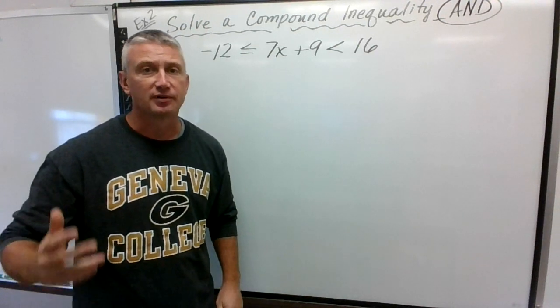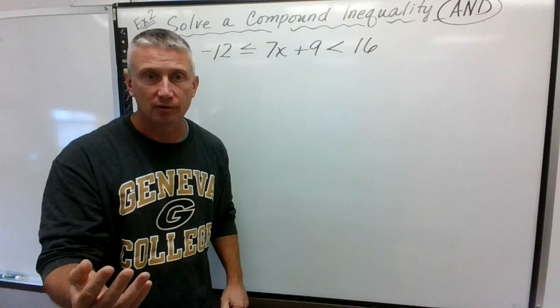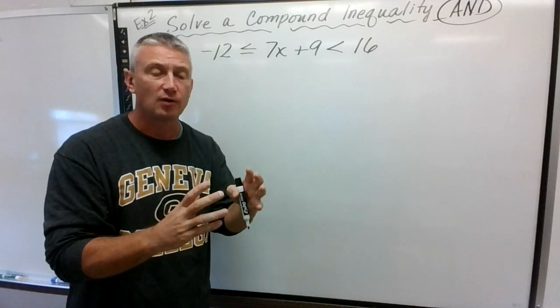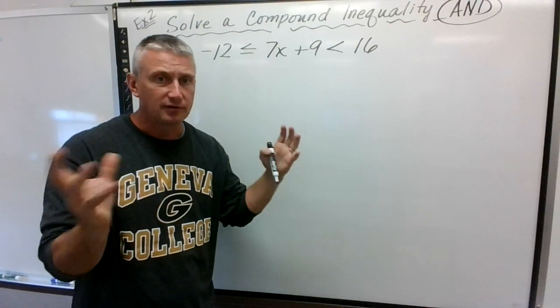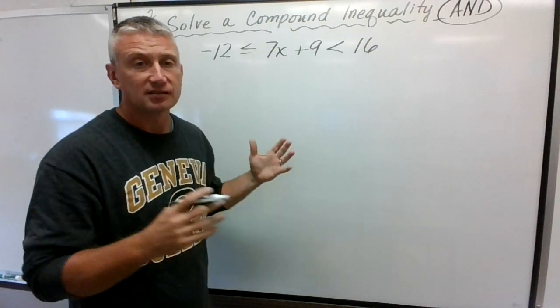Okay, so now guys, we're going to solve a compound inequality again. In this case though, it's not an or inequality, it's an and inequality. So remember, in an or inequality, it only has to satisfy one of the two solutions. In an and inequality such as this one, it's got to satisfy both.